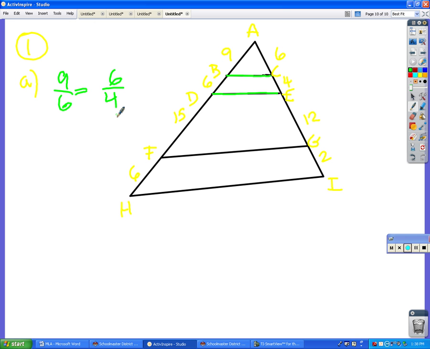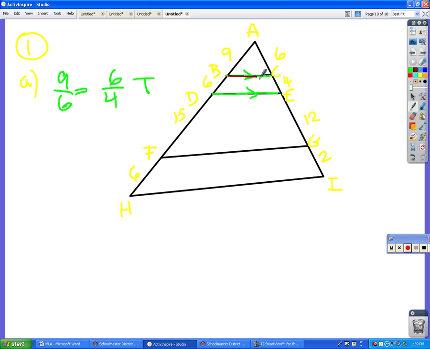Is 9/6 equal to 6/4? Yes. So that means this is true. These two lines are in fact parallel. Okay, next one. How about BC parallel to FG? So now you have to be a little bit careful with this.